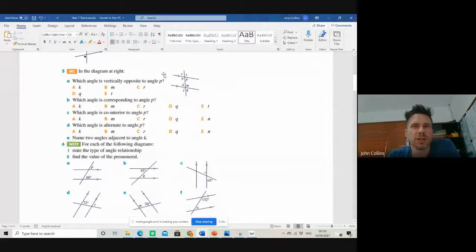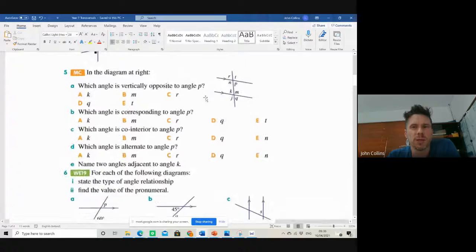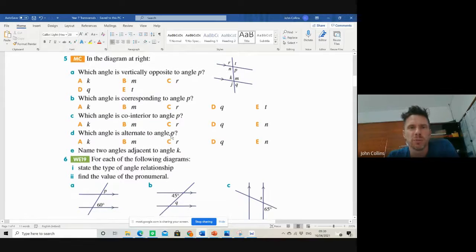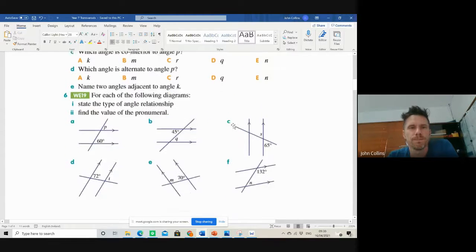Okay. So look at this diagram then. Let's zoom in a little bit. Which angle is vertically opposite to P? So you go find P and you find the vertically opposite. Go to your notes again. Vertically opposite makes the X shape. So OR will be vertically opposite. That's the first one there. P and OR are vertically opposite. So you just have to pick. The same for these.